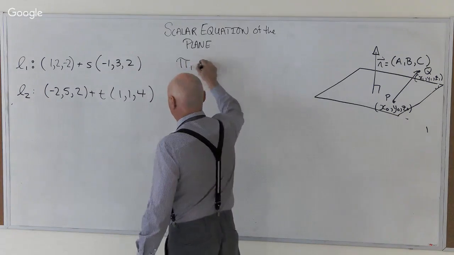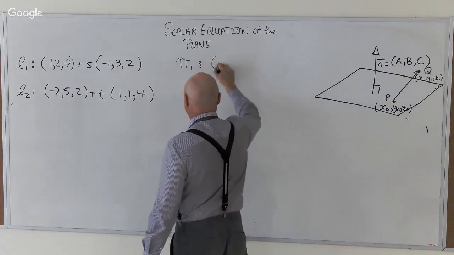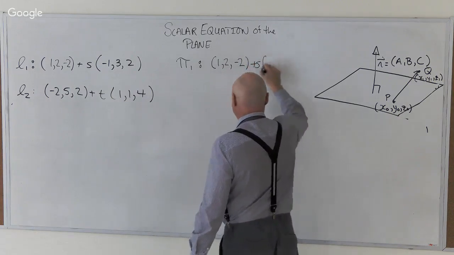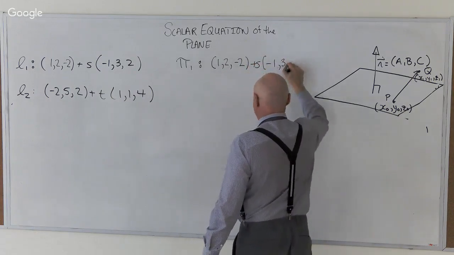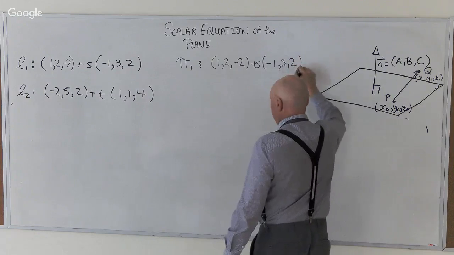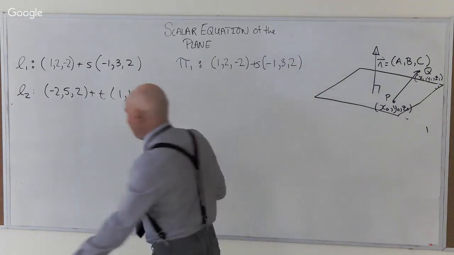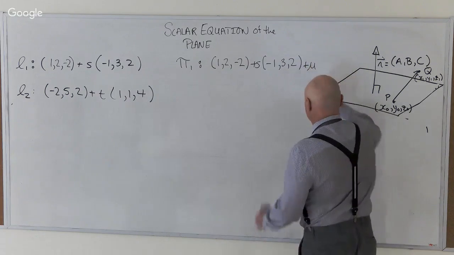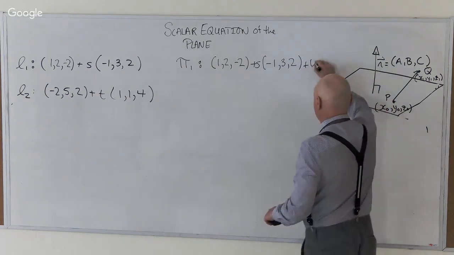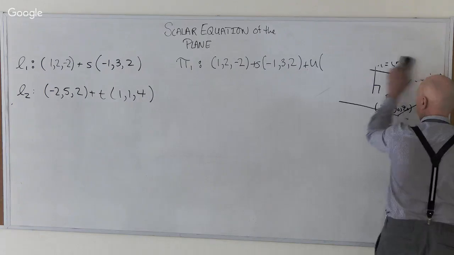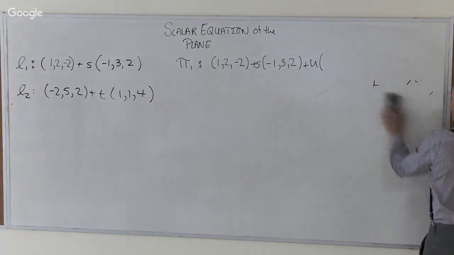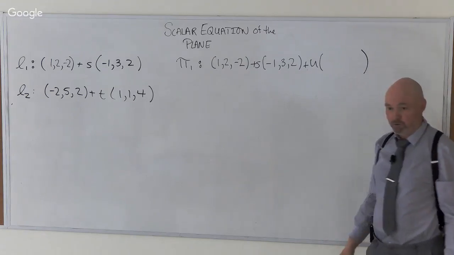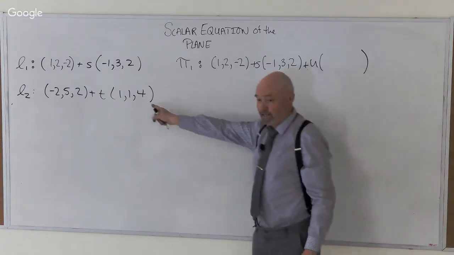So here comes plane 1. It has a position vector 1, 2, -2, and a direction vector s times -1, 3, 2. All I really need is that second direction vector. I'm going to use u as my parameter, not mu. What could I use as a second direction vector that would make this parallel to line 2?